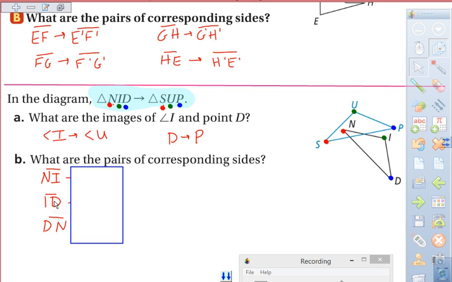So what I did was I started by naming all three sides and then looked for the corresponding colors. So NI, red to green, matches from S to U. I to D, green to blue, matches from U to P. D to N maps from P to S. And technically I could have S to P, but I like to keep the color coding in order.